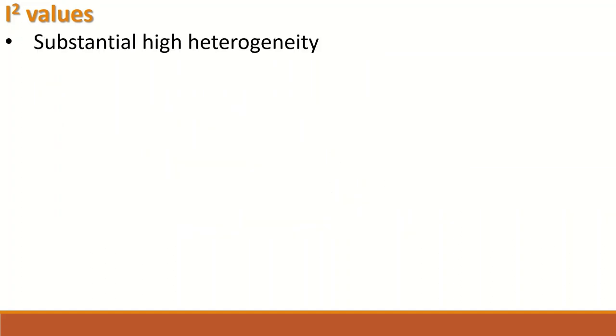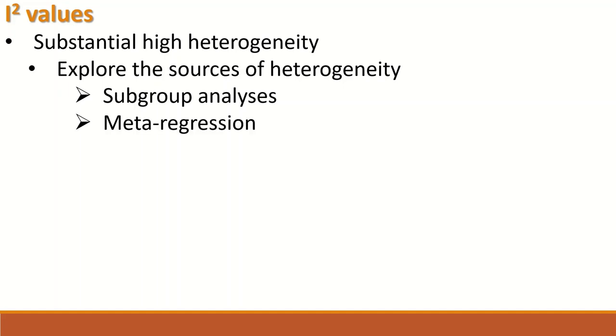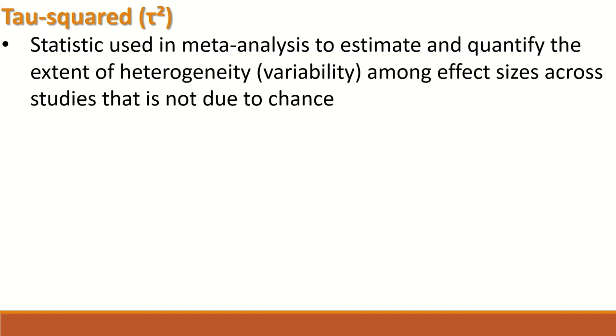So how to overcome this? If there is substantial high heterogeneity, then other sources of heterogeneity have to be explored by taking the studies and subgrouping them into certain groups based on, let's say, gender or ethnicity, and then performing a subgroup meta-analysis for each group, or performing a meta-regression or a sensitivity analysis. The next test is the tau-squared test. It is a statistical test used in meta-analysis to estimate and quantify the extent of heterogeneity, i.e. variability, among the effect sizes across those several independent studies.